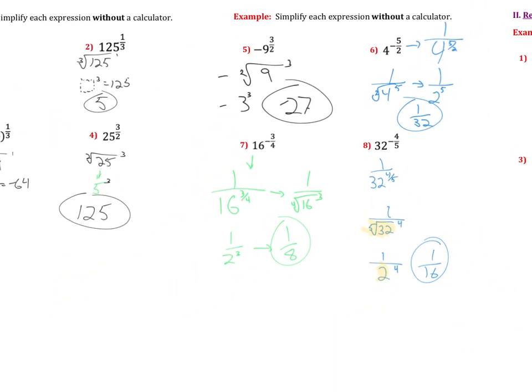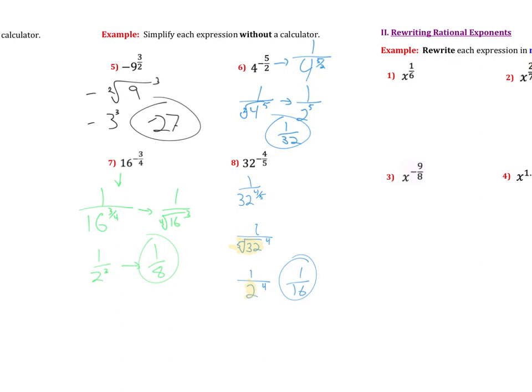So with these problems, we kind of took what we knew about negative exponents and combined them with what we've just learned about rational exponents, and we're able to rewrite these using radicals and evaluate them without a calculator. In fact, using a calculator might even slow us down.